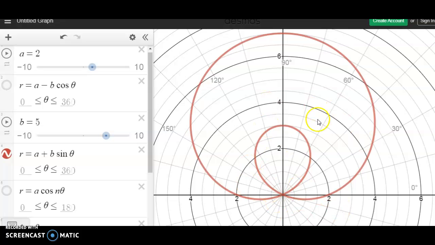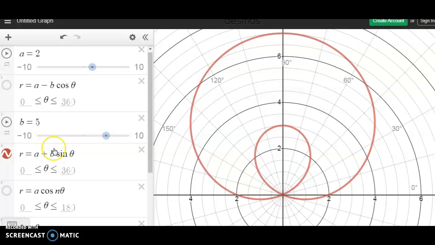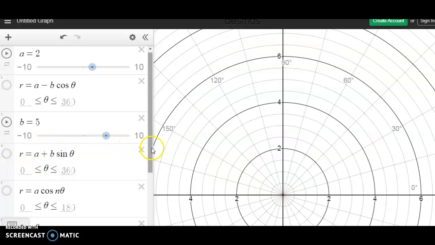Okay, so again, it's like a cardioid. We see the cardioid little dip right there, but then it just has an inner loop on the inside. Okay, it can be plus or minus. I could add that. So I'm going to take that away.